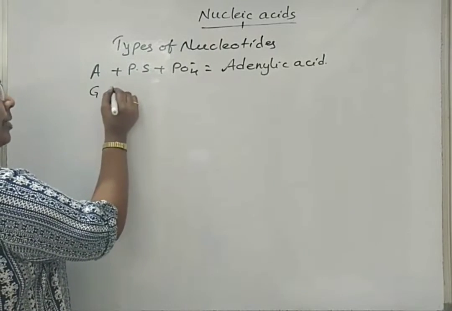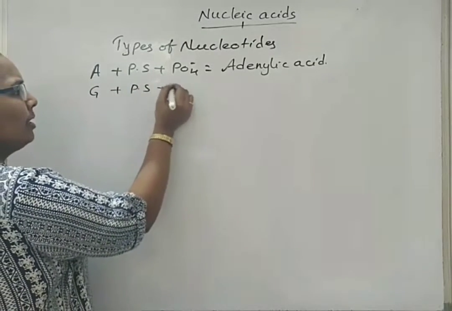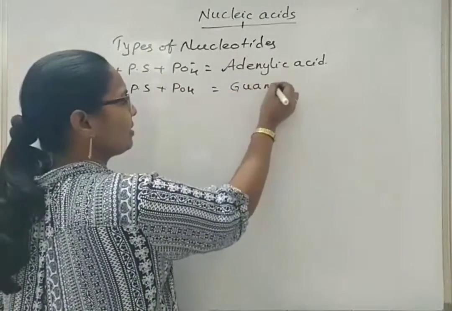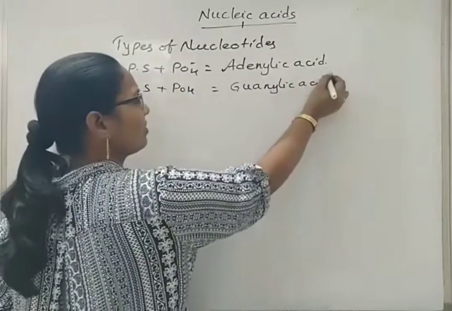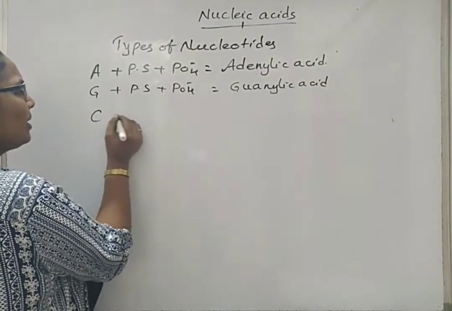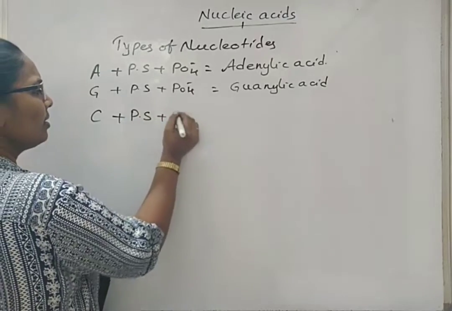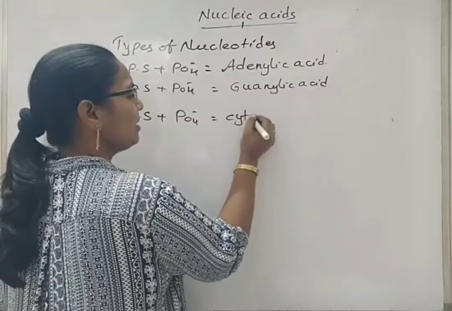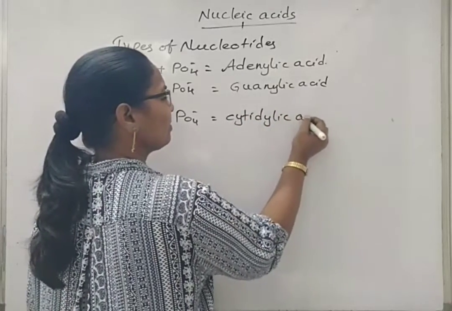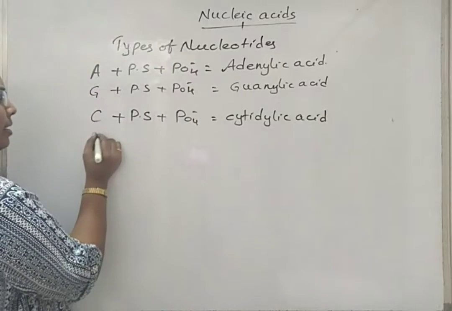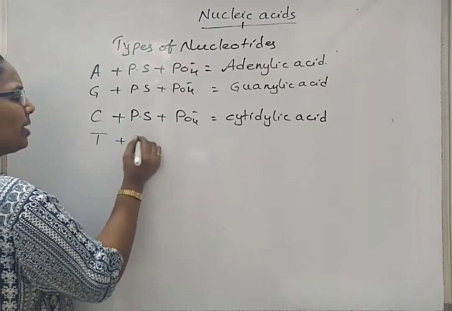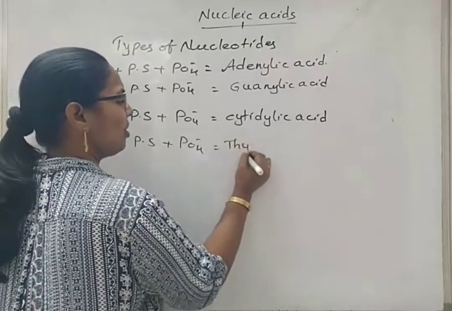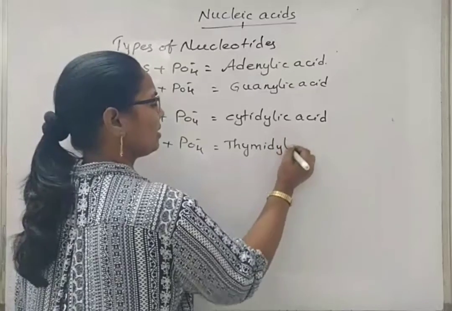Next, another nitrogen base, guanine plus pentose sugar plus phosphate. This is called as guanylic acid. Cytosine plus pentose sugar again plus phosphate molecule. This is called cytidylic acid. Next, thymine plus pentose sugar plus phosphate molecule. This is called thymidylic acid.